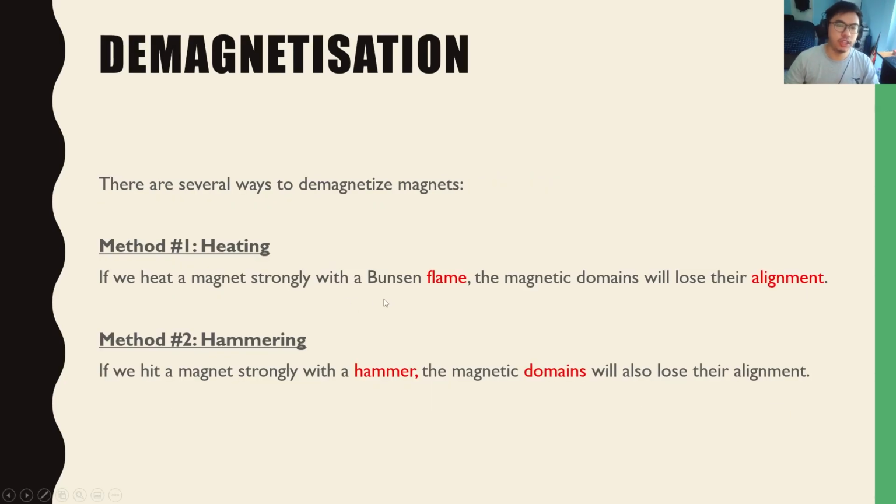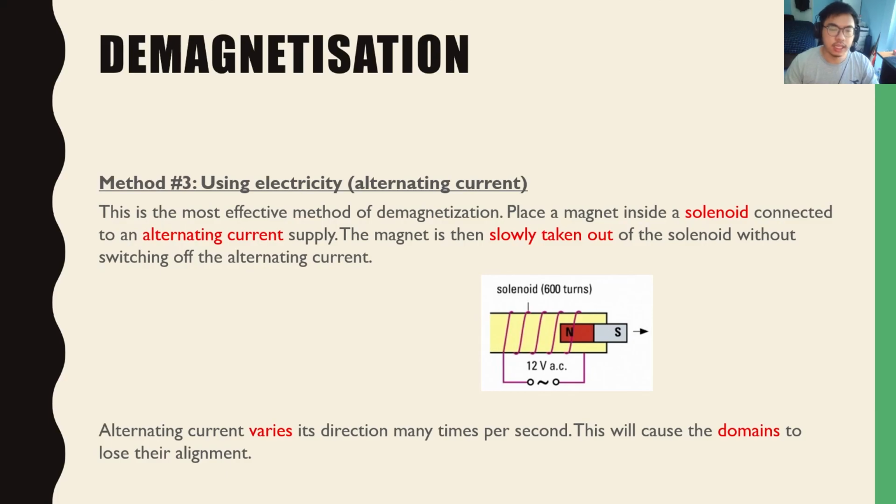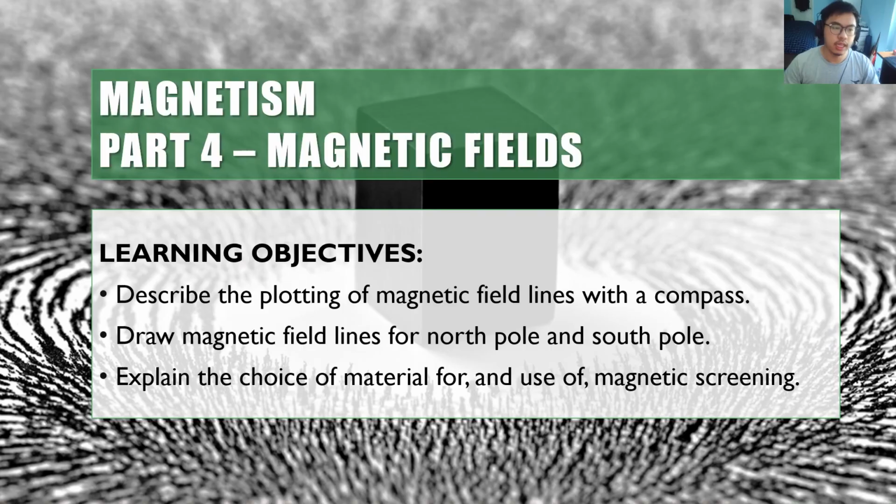And lastly, you need to be able to remember the three methods for demagnetization. The first is heating, the second is hammering, the last one is using alternating current. For part 4, we're going to look at something that's called magnetic fields.